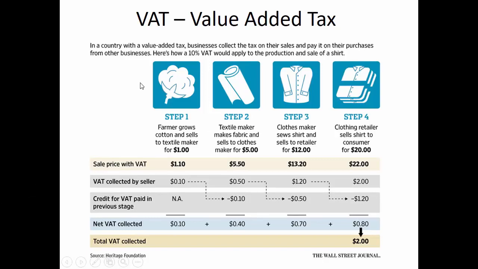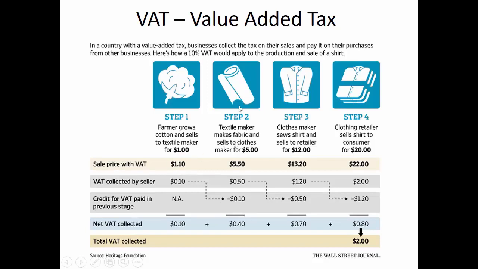So if you just follow this step-by-step process, let's say that a farmer is growing cotton and sells the cotton to a textile maker for $1. If we have a 10% VAT, then that means the farmer has to collect $1.10 from the textile maker. The farmer keeps $1 and gives the 10 cents to the government. At the end of the year or the end of the quarter, they report all of the sales they've made during the period in question, and then they turn over 10% of that amount to the government.